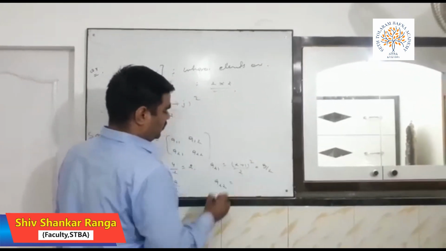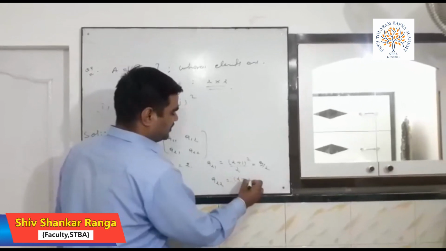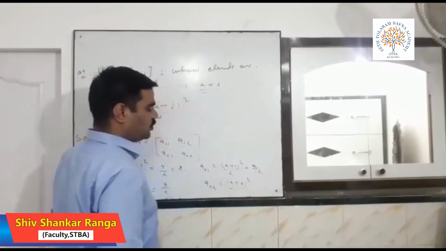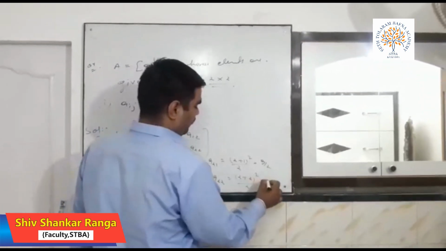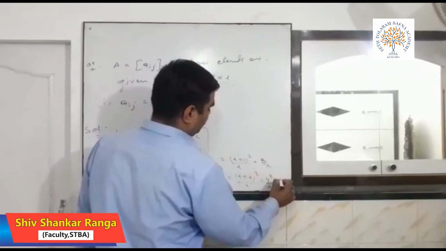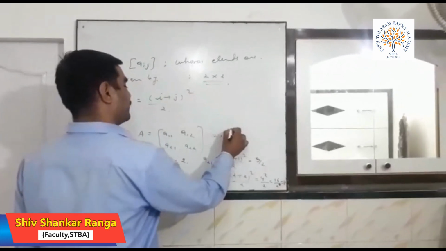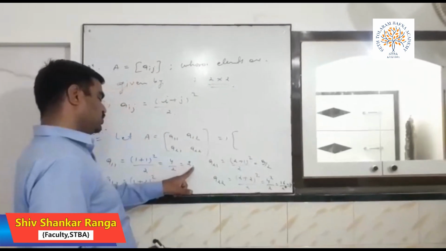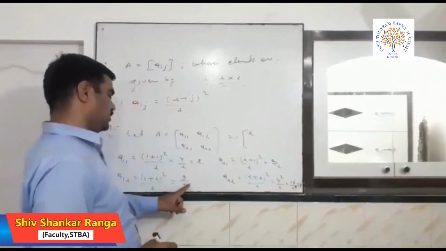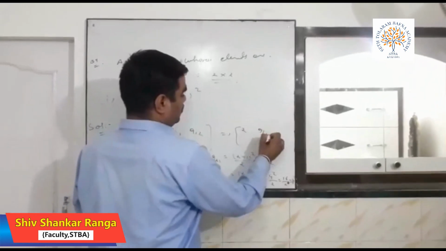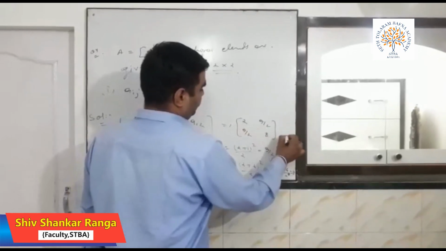A22 means put I as 2 and J as 2. So (2 plus 2) to the power 2 upon 2. 2 plus 2 is 4, 4 to the power 2 is equal to 16, by 2 is equal to 8. Then the matrix is 2, 9 by 2, 9 by 2 and 8.